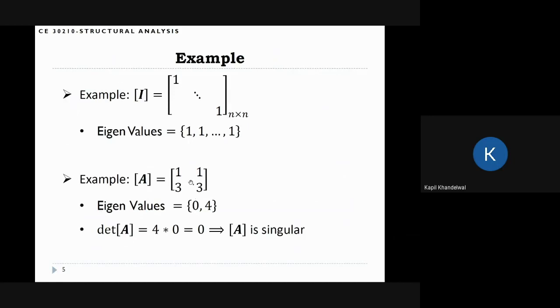This is another example. It's a 2 by 2 matrix. And you can see that the determinant of this matrix is 0. It's clearly singular. And if we calculate the eigenvalues of this matrix, the eigenvalues are 0 and 4. And you can multiply 0 and 4, that gives you 0. So the determinant of A is 0, and A is a singular matrix. So this is just to show you quickly how the idea of eigenvalues works out.